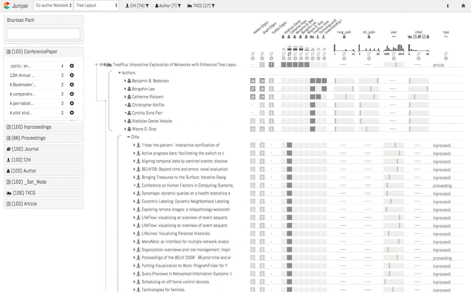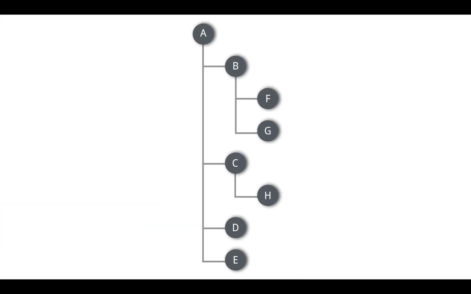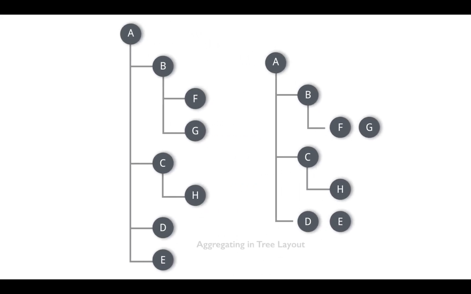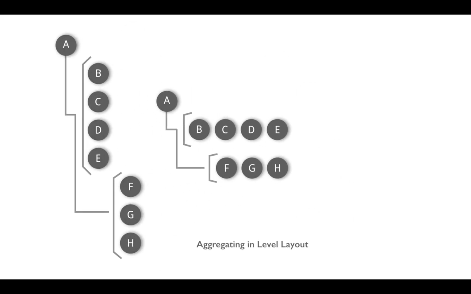We see that these authors have published many papers which do not fit on the screen. To address this, we introduce aggregation. We can use aggregation to condense the vertical space used by this tree. Aggregating in tree layout preserves the connections between parent and children while aggregating all leaf nodes. Aggregating in level layout results in a very compact view where all nodes at a given level are aggregated into a single row. One downside of aggregation is that it obfuscates the details of a node.